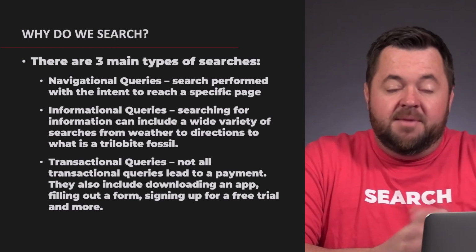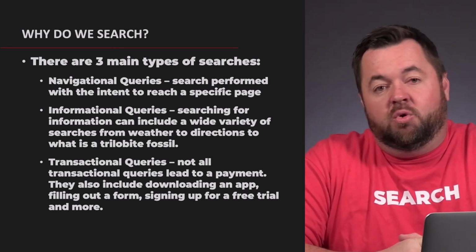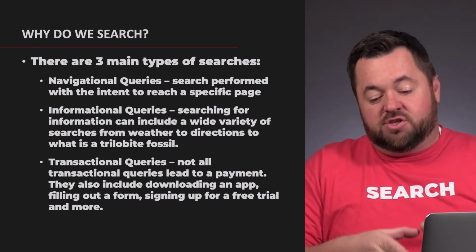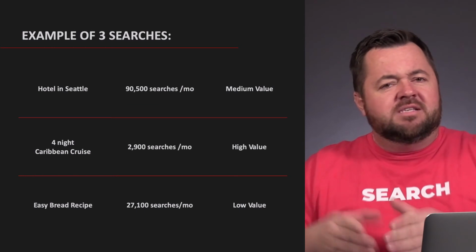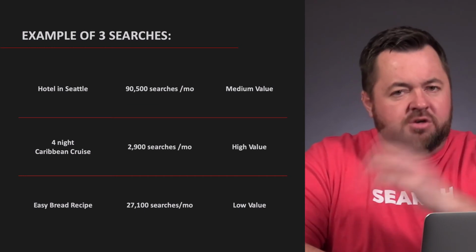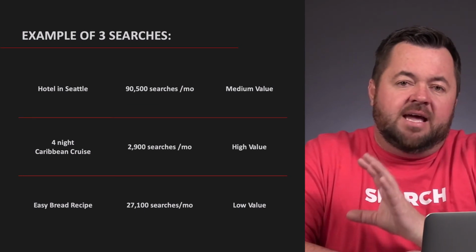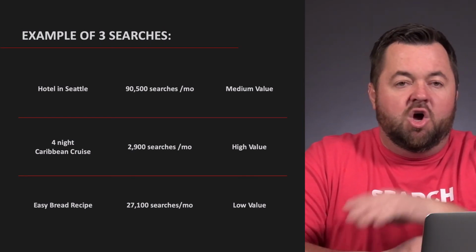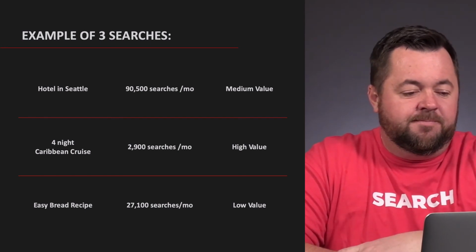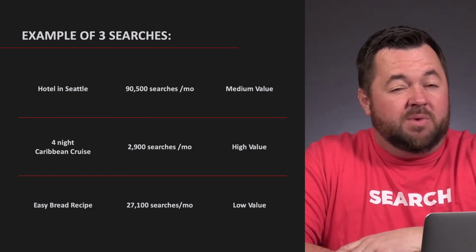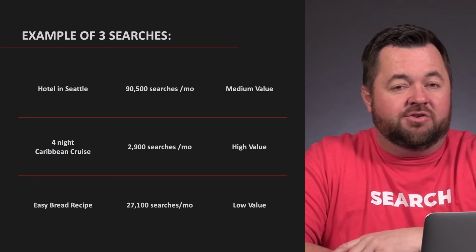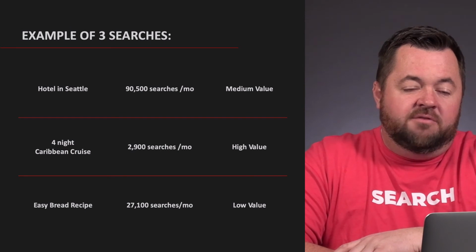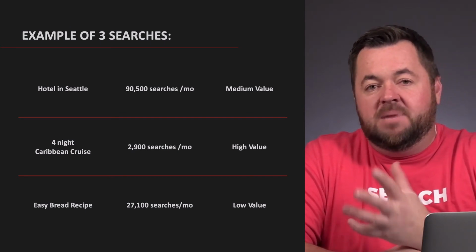Now, I mention all three of these types of queries because it's important for you to be able to assess your business and figure out which type of searcher is going to come to your business and what is the actual value of that searcher. So here's a quick example. Here are examples of three different types of searches. Imagine somebody typed in the search, hotel in Seattle. Well, that particular search gets around 90,500 searches per month. And the value of that search is what we would call medium value.